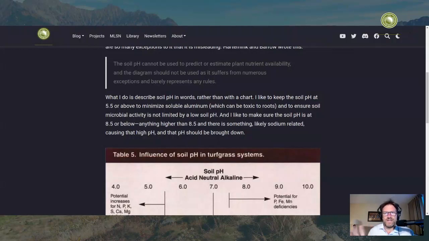Those are the 3 things that I describe with the boundaries that I have on pH: about 5.5 or above, 8.5 or less. At a low pH, I'm worried about soluble aluminum that could be toxic to roots. I'm worried about soil microbial activity possibly being suppressed. And at a pH above 8.5, I'm worried about alkalinity that could be causing a problem, and it's likely sodium related.